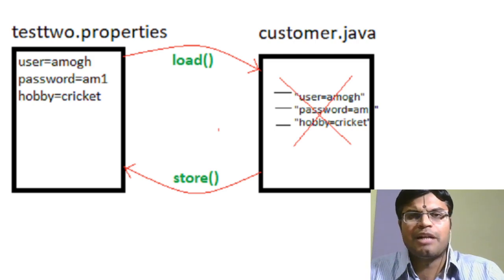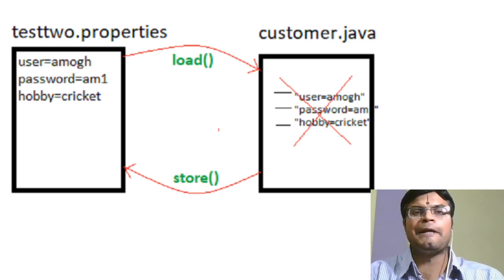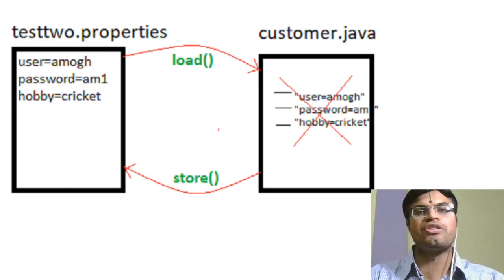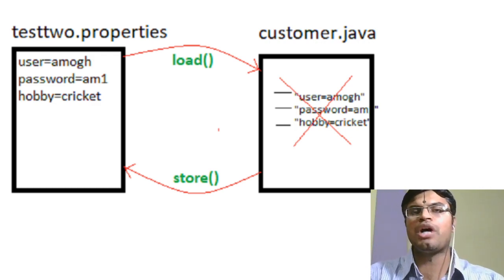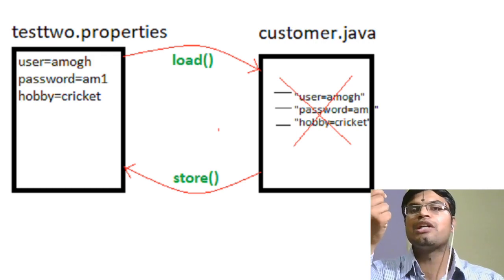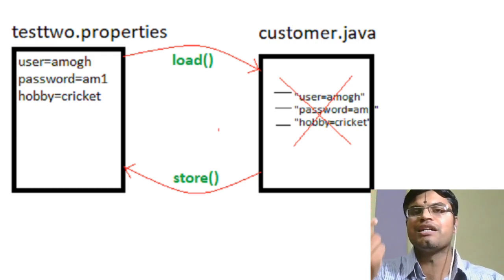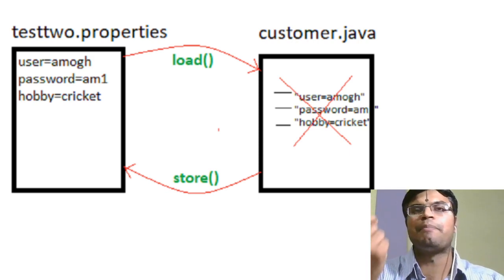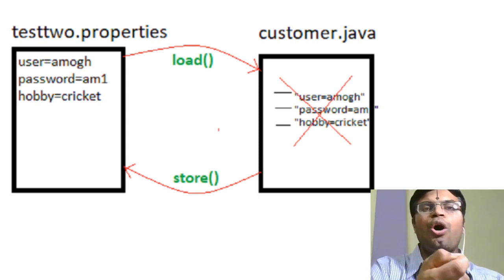Now the name of the file can be anything. In this case, I have taken test2 as a name. In this properties file, you can see I have stored the data for that user. The user is Amol, password is aim1 and hobby is cricket. Whatever data is stored in that properties file can be used in your Java file. For that to happen, you have to use an inbuilt function called load. This properties class has an inbuilt function called load, guys. This load function is basically used to load all the data which is there in your test2.properties file.